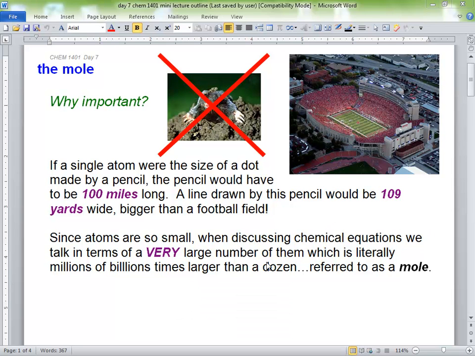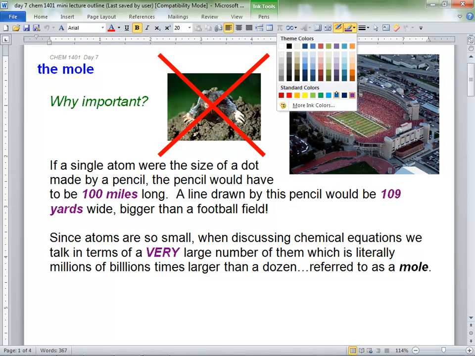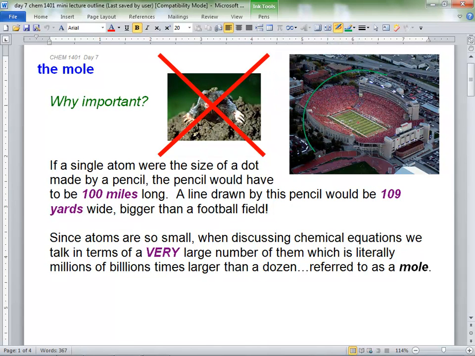The mole. We mentioned earlier that if you blew up an atom to the size of a football stadium, the nucleus would be the size of a what on the 50-yard line, you remember? An orange. So an atom is almost all empty space, but atoms are extremely, extremely small.